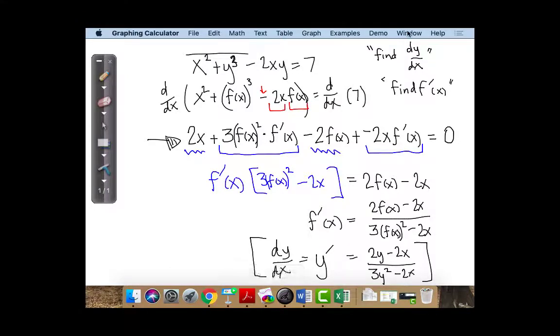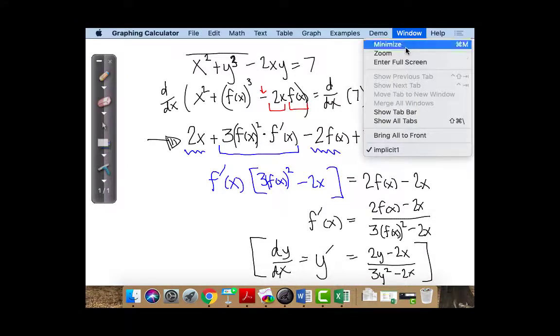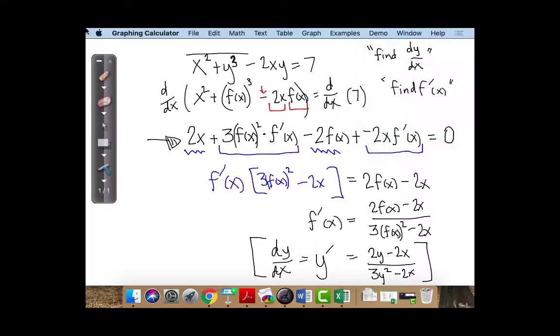Let me, not with this window here. It wants to take this away from me. So I'm going to have to close this window out that has all of this on here. 2y minus 2x, 3y squared minus 2x.